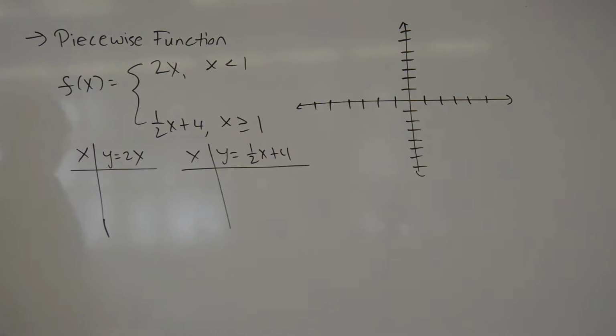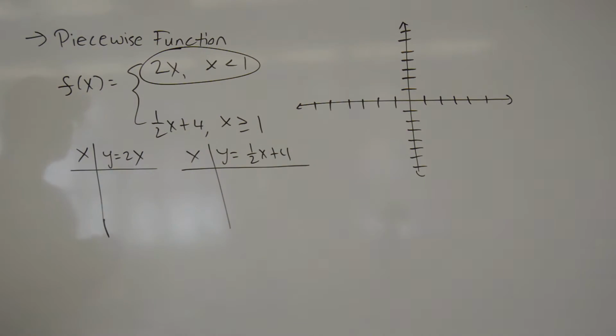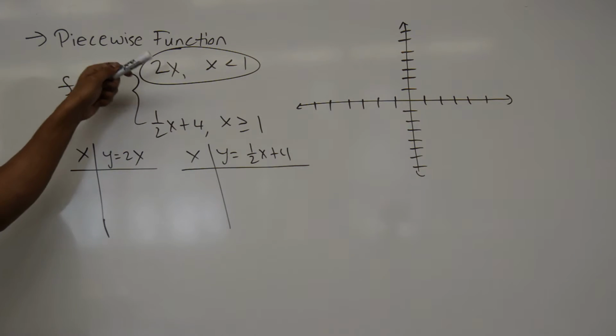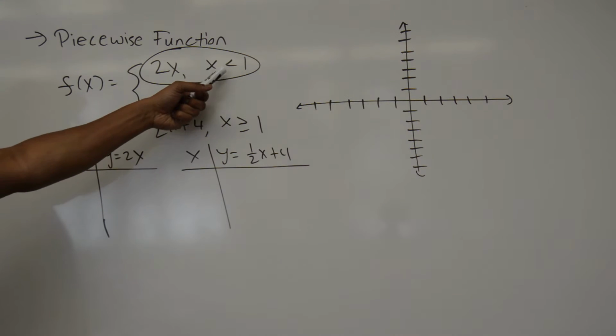So here's the thing. When you make a table, you have to pick your x values. Okay, now which x values do I pick? So if you look at this function, f of x equals 2x, this function exists only if x is less than 1. Okay, it only exists if x is less than 1. So the x values you pick, they have to fall in that domain, x less than 1.